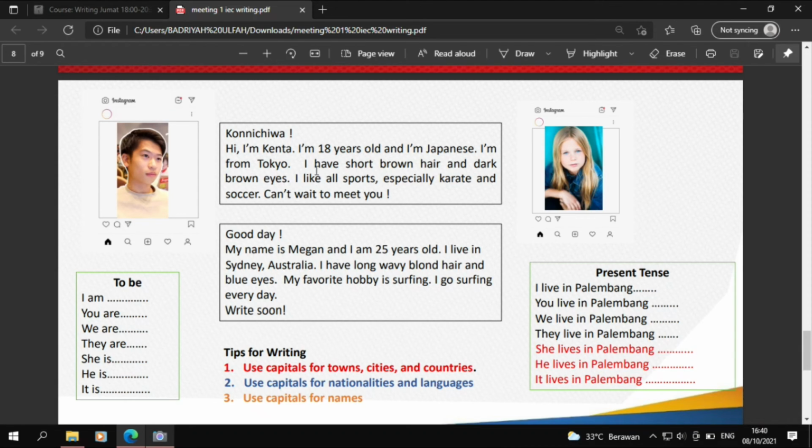That's why here we have I have, bukan I has, ya kan? Karena I gak perlu pakai s. I have long wavy blonde hair. I live in Sydney. Nggak perlu I lives pakai s, cukup I live karena subjeknya I. Beda kalau she lives in Sydney, Australia. Okay?